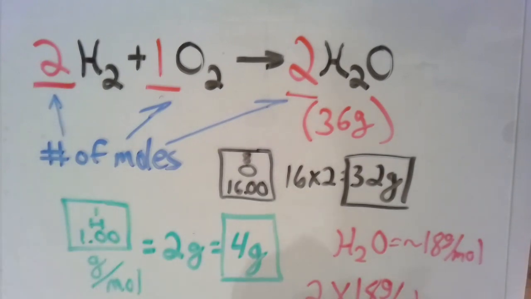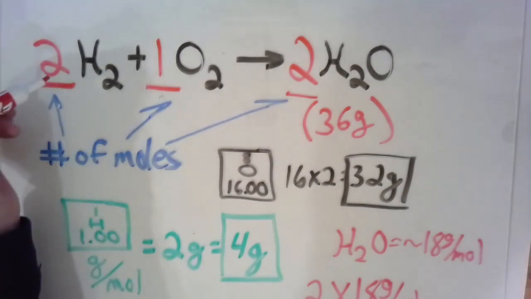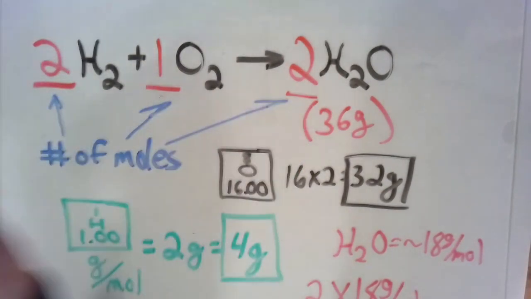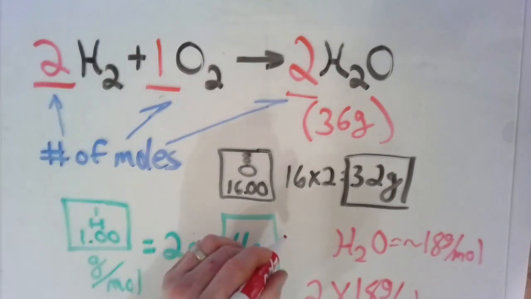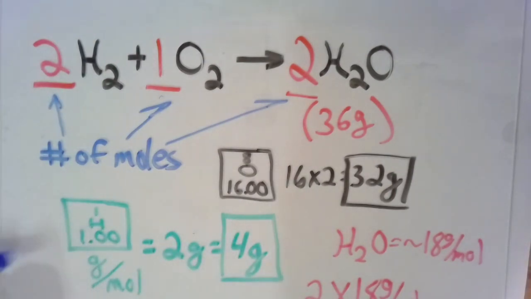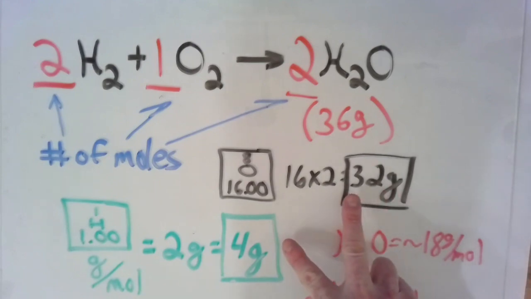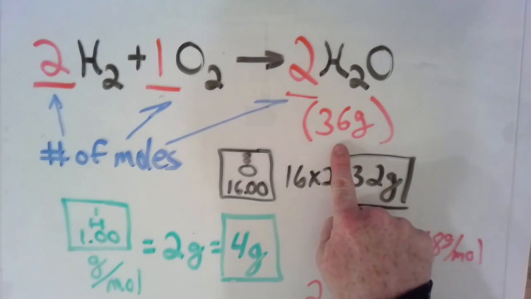Now here's the really cool part. How much hydrogen and oxygen gas did it take to equal the water? Well, remember, we calculated that 4 grams of hydrogen gas was used, and we added that to 32 grams. Well, wouldn't you know, 32 plus 4 gives us the same number as the water that we needed, 36 grams.